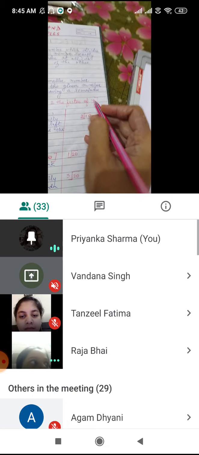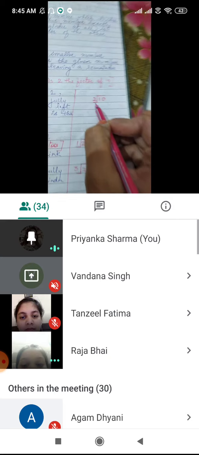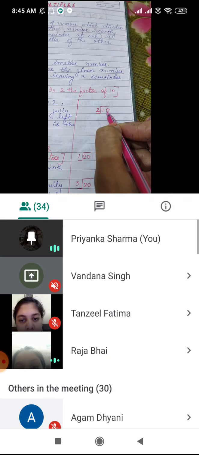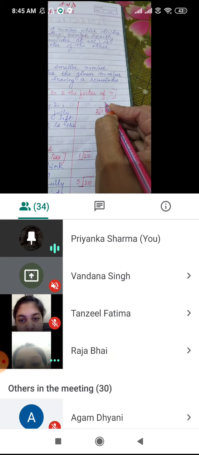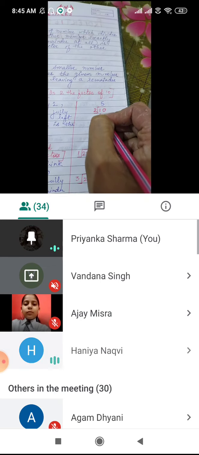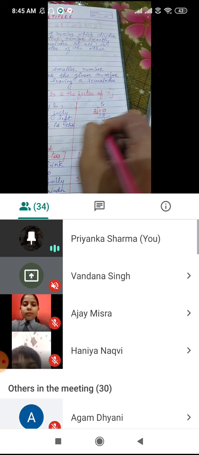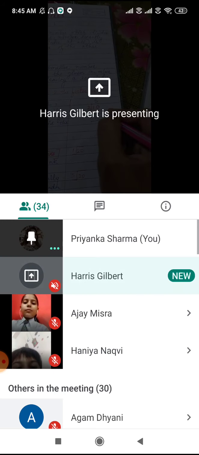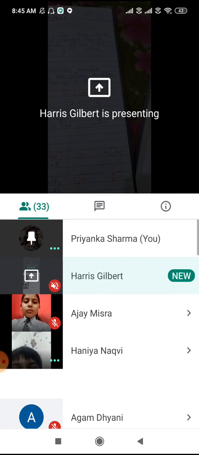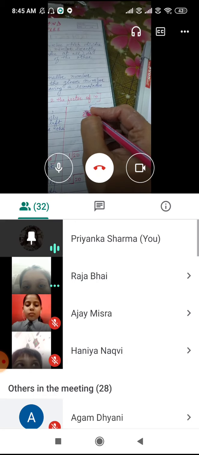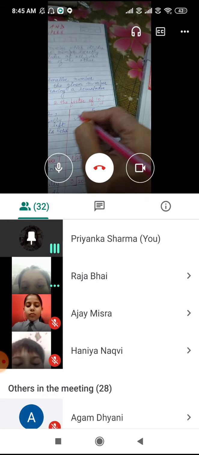Now we'll see. Let's divide 10 by 2. Now how many times will 10 go in the table of 2? 5 times. So 2 fives are 10. What is the remainder left? The remainder is 0. So now we can say that 2 is the factor of 10.